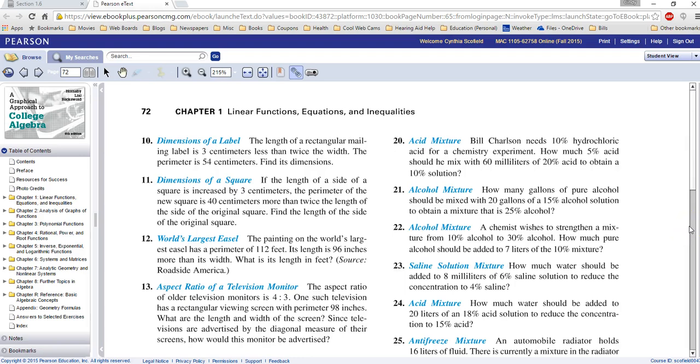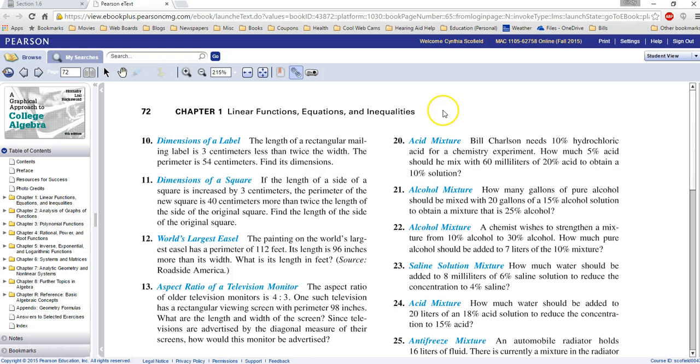Right, welcome back to our word problems, our applications. We're going to next do number 20 in this book. It's a mixture type problem. It says, Bill Charlson needs 10% hydrochloric acid for a chemistry experiment.